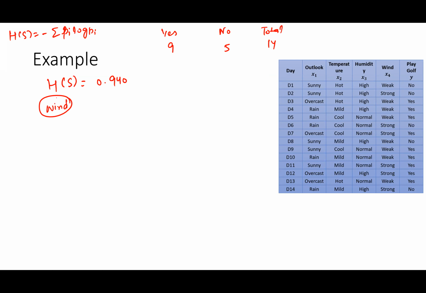Now to calculate the gain of wind, let me write that out here. So gain of wind here is equal to the entropy of the whole system S minus summation i running from 0 to n, probability of x times the entropy of x. I will explain what that basically is. Because wind, if you see in this case here, could either be weak or strong. Fine. So these are the only two possibilities which we have.